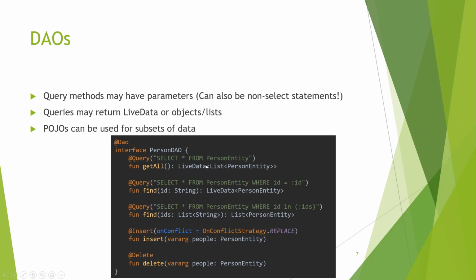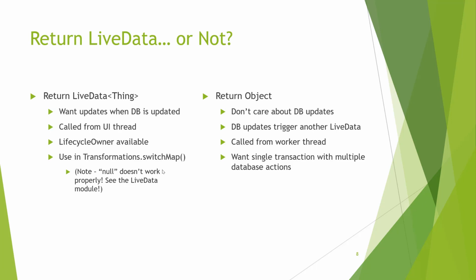Behind the scenes, the database sets up a trigger that anytime a person has been saved, inserted or deleted, that list will be updated. So all you have to do is call this get all once. You get a live data, you observe it. You can use that to fill out data in a recycler view, put it in some other kind of list on the screen. And anytime you add or remove a person, that automatically gets updated. That's a great benefit of this guy.